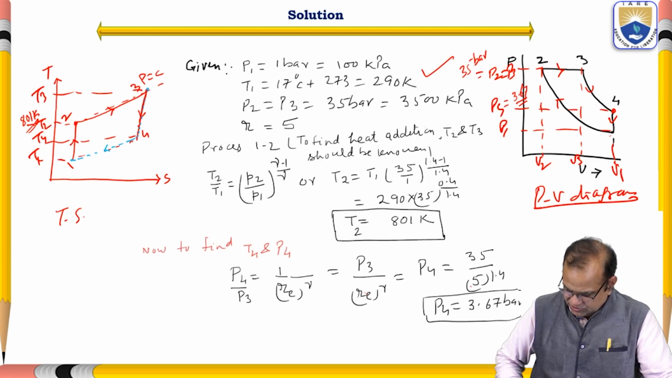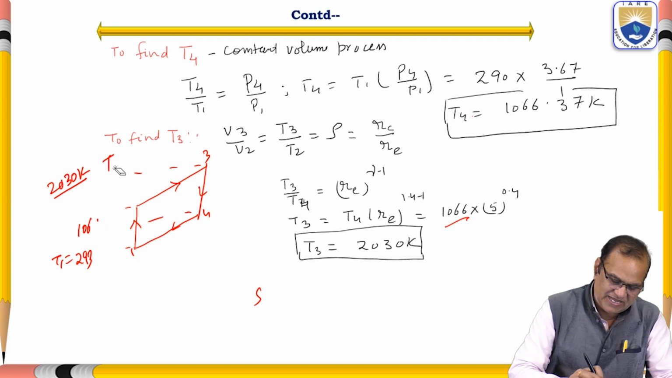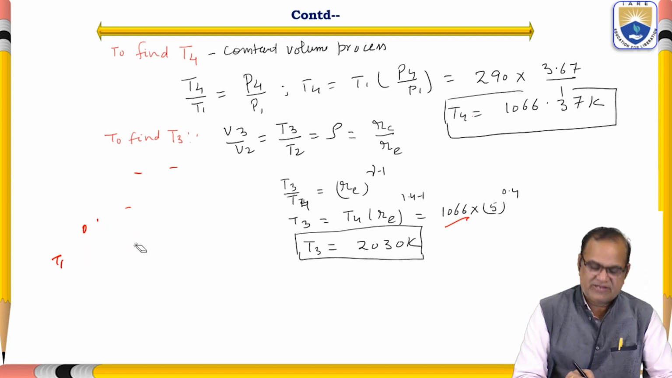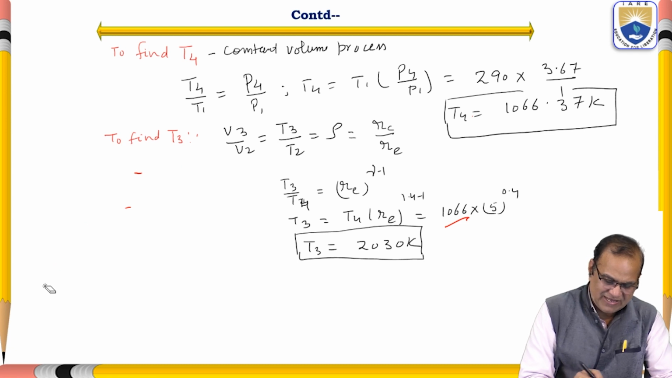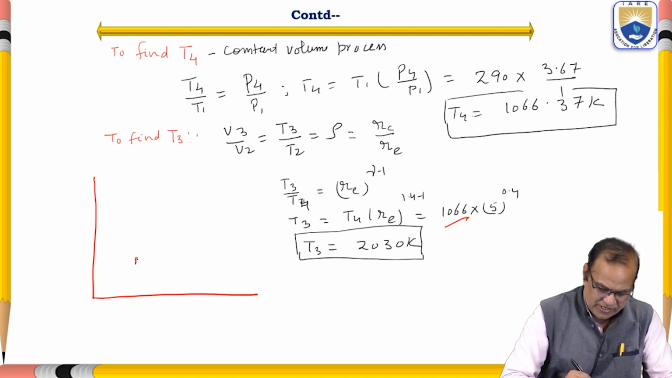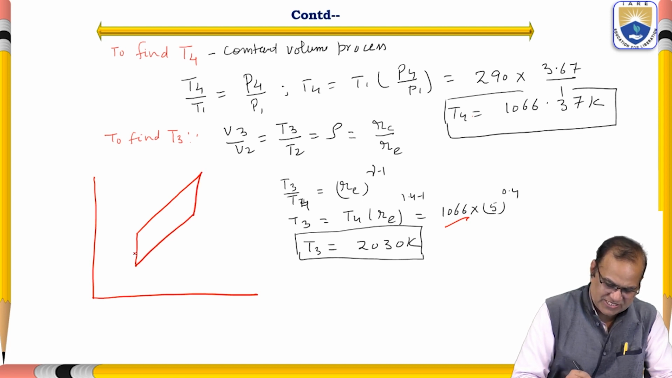And if you see the T2, we got 801. So actually this is not correct. Let me try it again. It is not correct. I will just rub it again, and I will draw the correct PV diagram as per the result which we have got. So 1 and 2, 2 to 3, 3 to 4 and 4 to 5. Like this it will come.